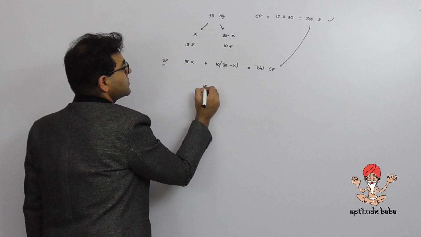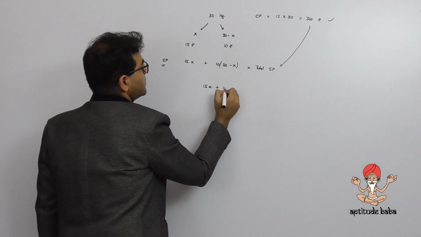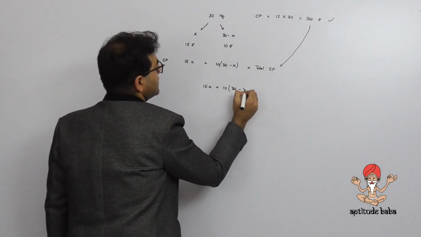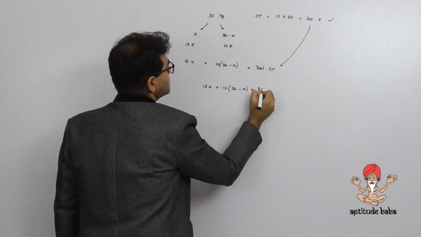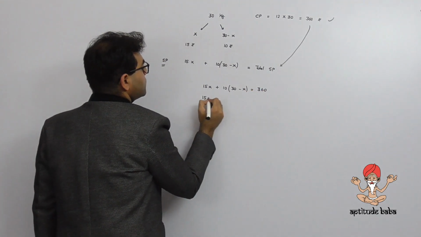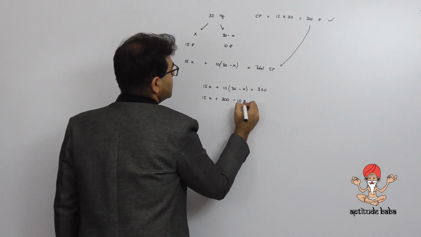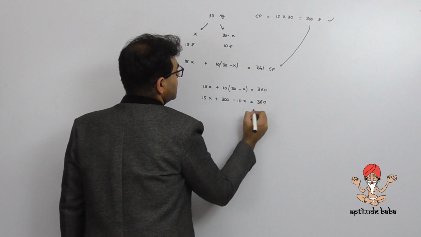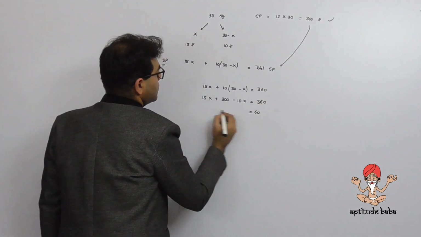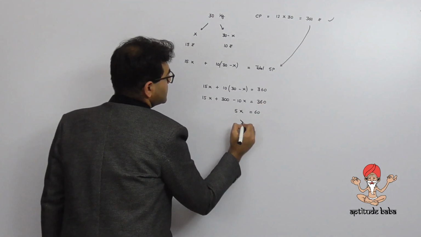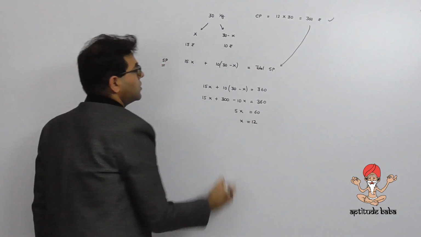So now I have an equation of the form 15x plus 10 into 30 minus x is equals to 360. इसको सॉल्व कर लेते हैं. 15x plus 300 minus 10x is equals to 360 which gets the value of 5x as 60 or the value of x as 12.